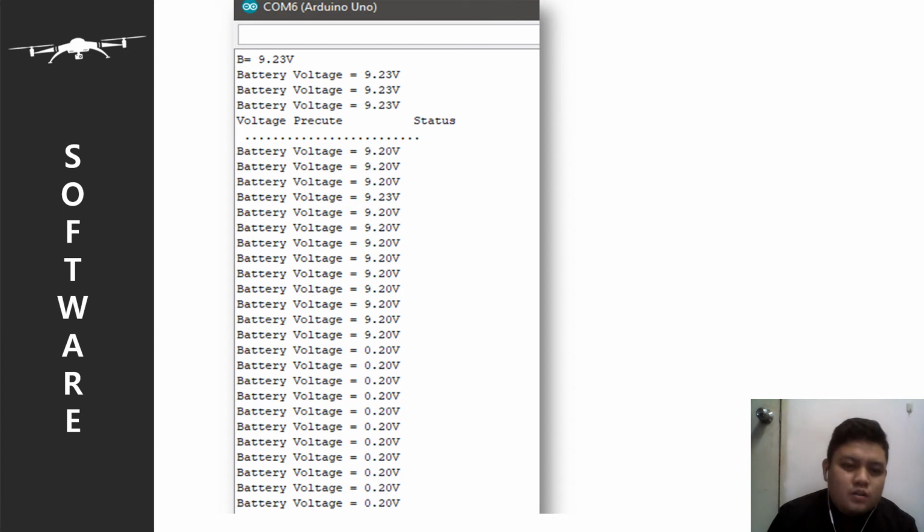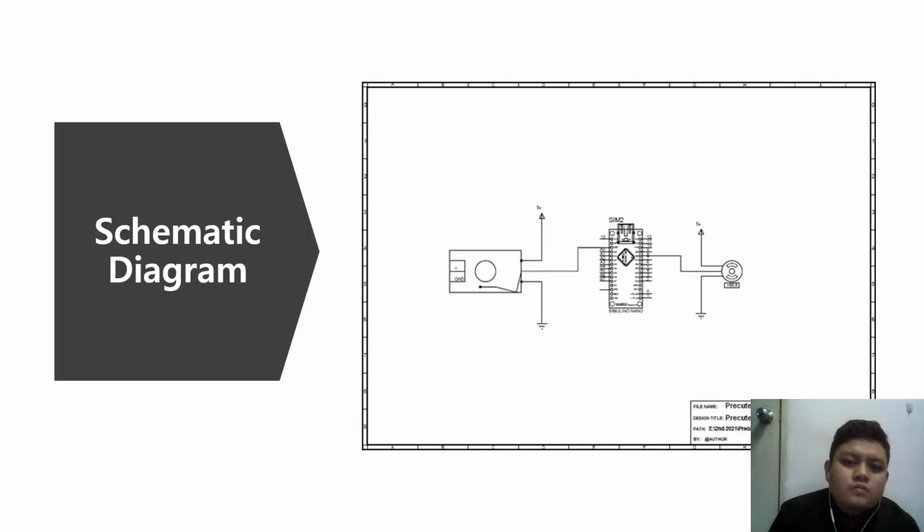So for the software result, I got this result from the serial monitor of the Arduino IDE software. We can see that there is a voltage drop from 9.2 volts to 0.2 volts. This one is a schematic diagram of my project.